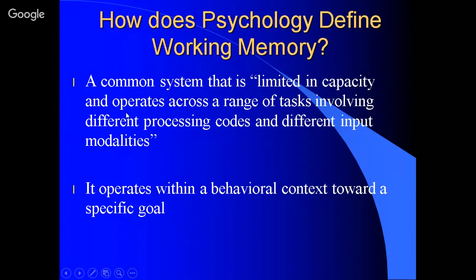But working memory operates across a range of all of this stuff. I'm hearing association cortex. I'm hearing inferior parietal lobule. Okay, that brings together different modalities which have been processed in different ways to begin to get to a working memory. Okay, and it operates within a behavioral context toward a specific goal. Amen to that.